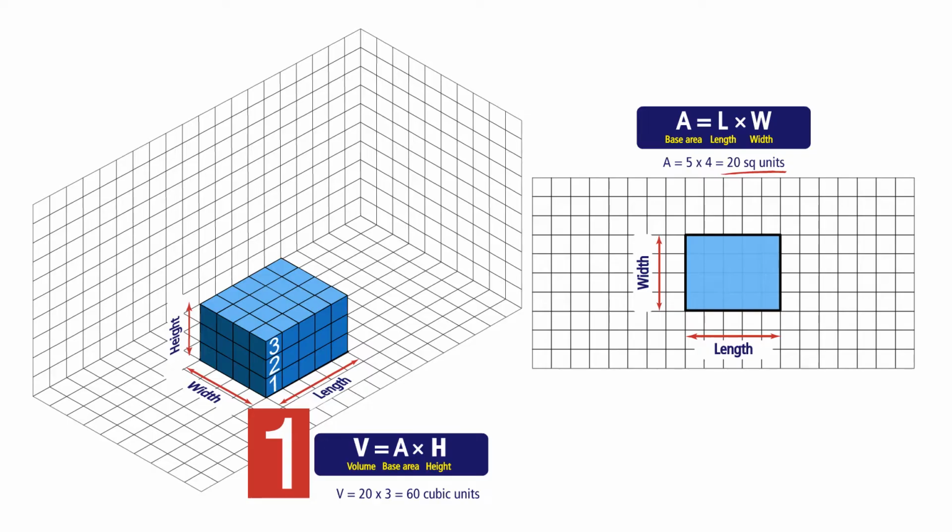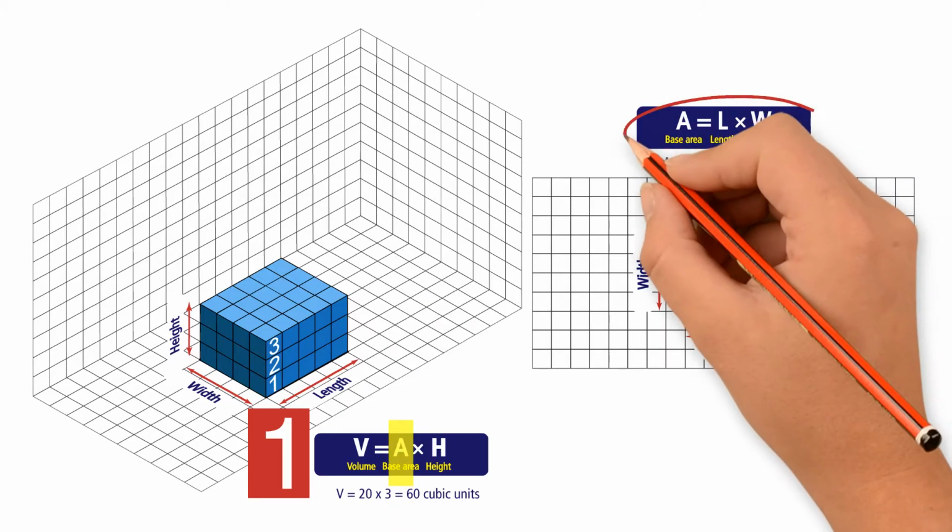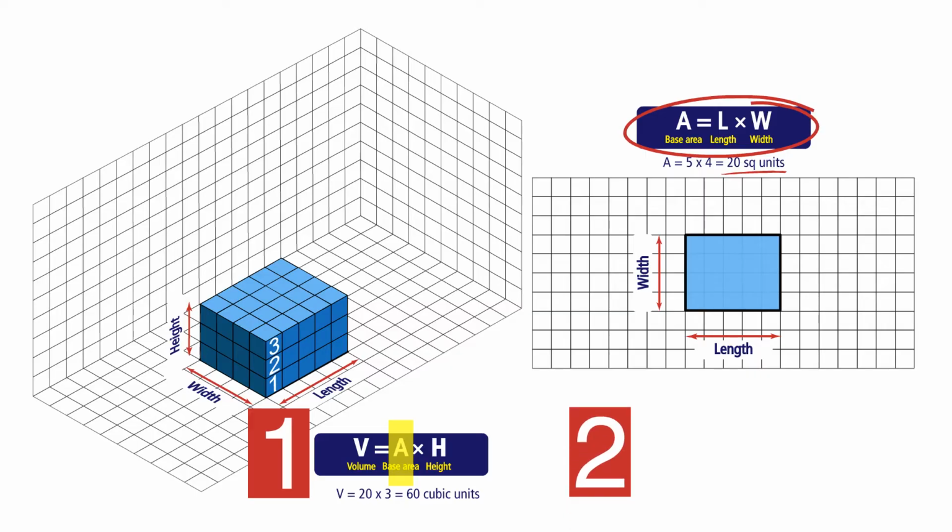This is the first formula that you can use to find the volume of a rectangular prism. Notice that instead of writing base area, we can write length times width. So the second formula is length times width times height to find the volume of a rectangular prism. Let's use the second formula to find the volume of the rectangular prism. 5 times 4 times 3 equals 60 cubic units.